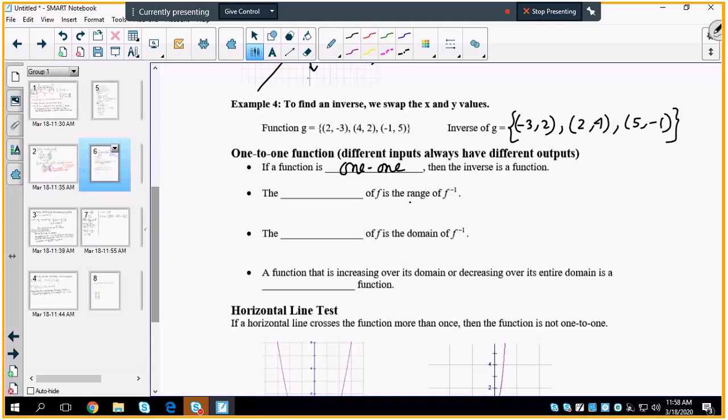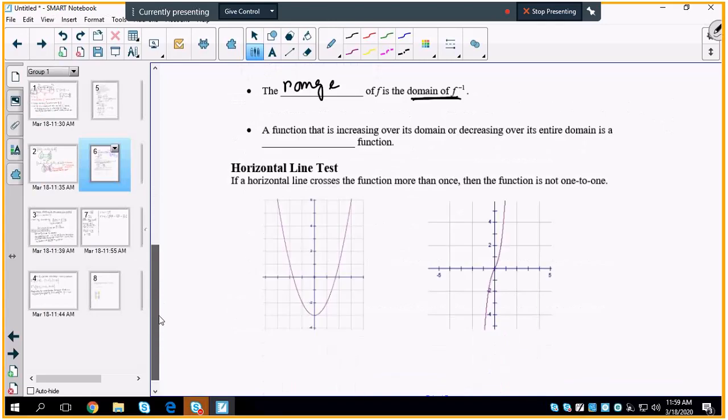The range of f inverse, which is the y values for f inverse, must be the x values for the function. So the domain of f is the range of f inverse. Whereas the domain of f inverse, so the x values for f inverse, must be the y values for f. So the range of f is the domain of f inverse.